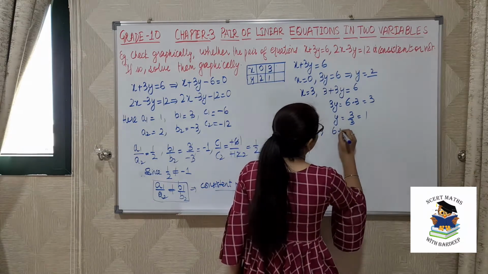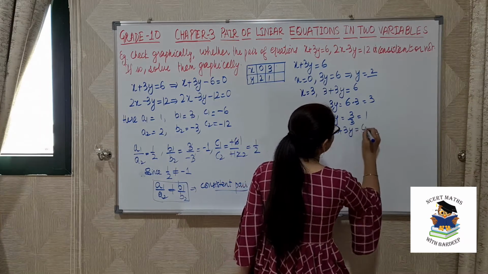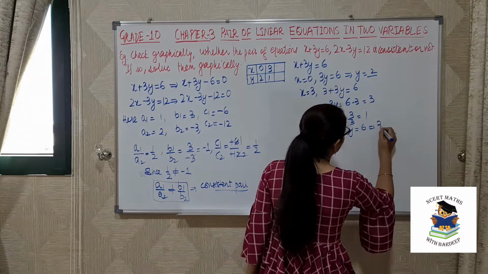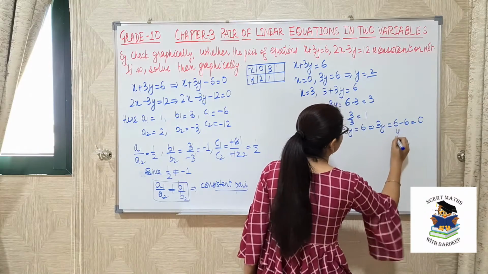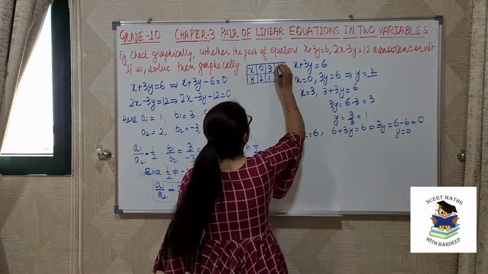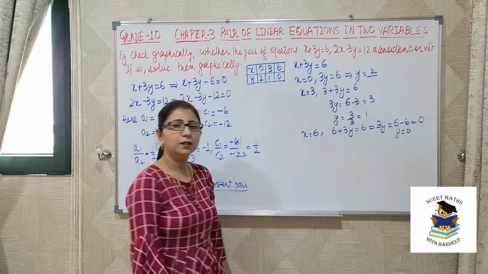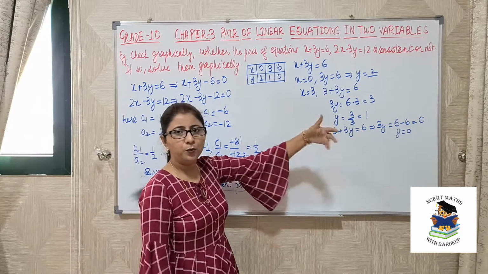Then it will be 6 plus 3y equals 6. This will be shifted to the other side. So 6 minus 6 is 0, so y is also 0. Okay, so the third point is (6, 0). So these 3 points are enough.